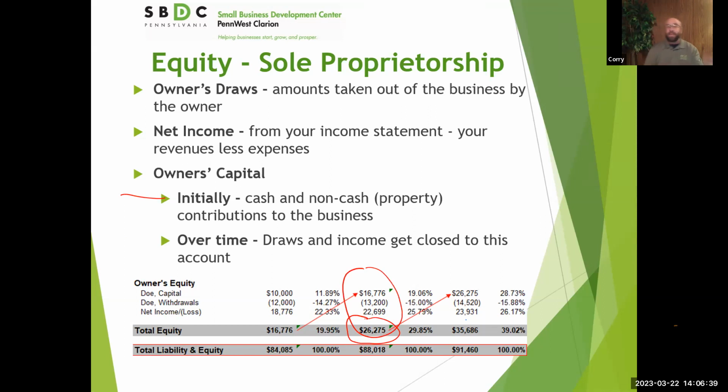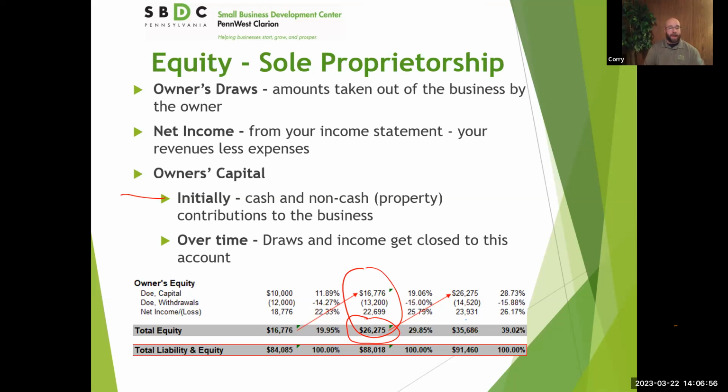Again, a bookkeeping system takes care of this for you, but it's good to understand it because when you print a balance sheet from your bookkeeping system, it's good to understand how and what this information means to you.